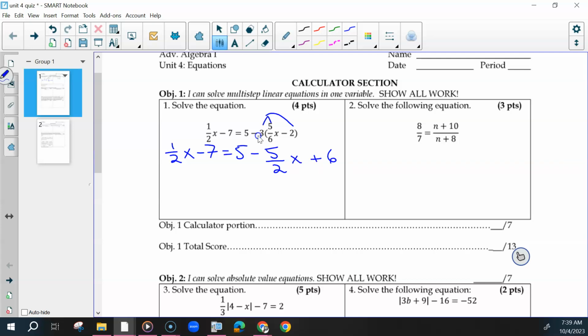Some of you left it as 15/6, but then later simplified it, which is fine. And then you had choices here. You could combine like terms, start moving things. Most of you combine like terms first. And then started to move things. A lot of you added 7 to the other side, and then added 5 halves.